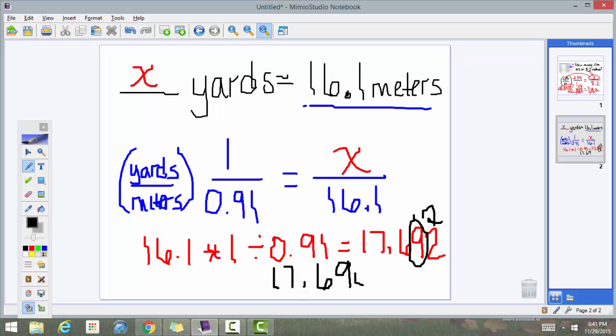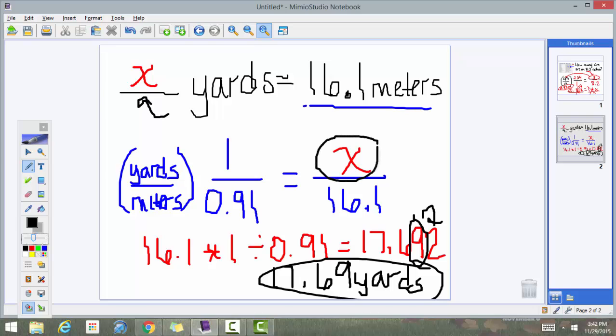17.69 yards. If you're confused on why it's yards, I'll give you 2 reasons. One, in our very original problem, we had this x, the unknown, labeled with yards. So we're trying to calculate how many yards are in 16.1 meters. The other reason is that in your actual key with your skeleton, that unknown was in the numerator, which is also associated with yards. So it's very important to match up those labels.